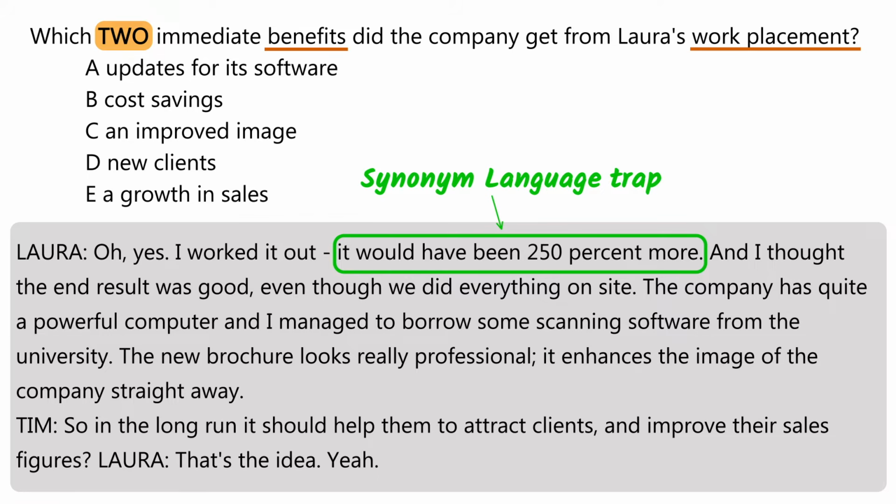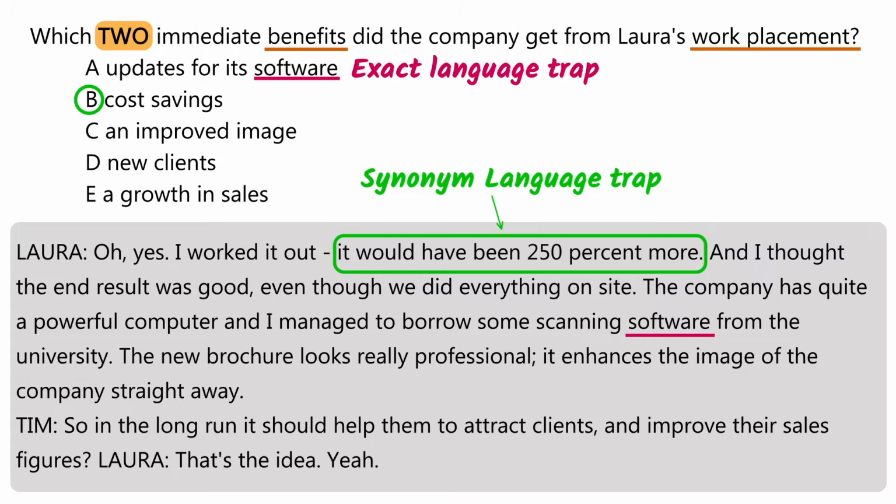All right, so she talks about the benefit. It would have been 250% more. So it is about cost savings, as you can see in part B, answer choice. All right, so B is the correct answer. So let's hear more. And I thought the end result was good, even though we did everything on site. The company has quite a powerful computer, and I managed to borrow some scanning software. Then you can see here it's exact language trap, but it's not the benefit from the university.